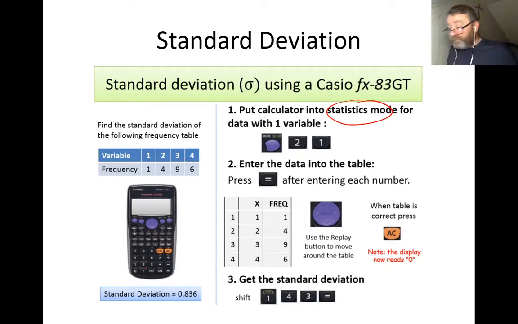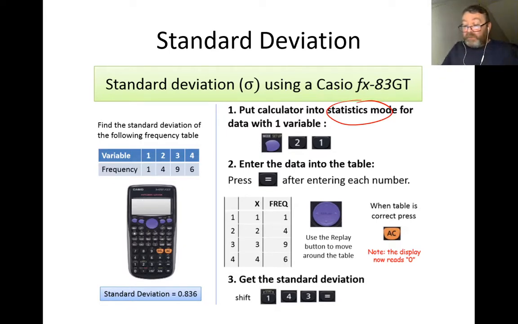Then you press equals, and you'll notice now you've got your table. With your X's, they're your data points or your mid-interval values if you're using a grouped frequency table. And then your frequencies, which will be the bottom line of the table, telling you how many times each of those groups or each of those data points repeat themselves in a given list.